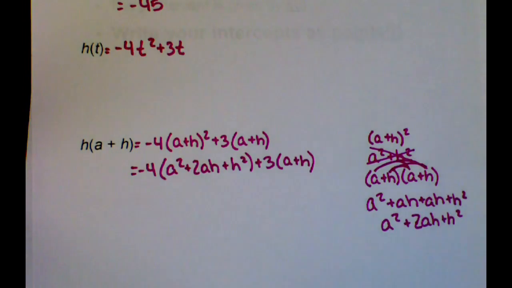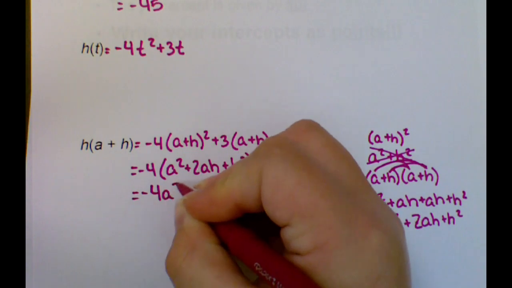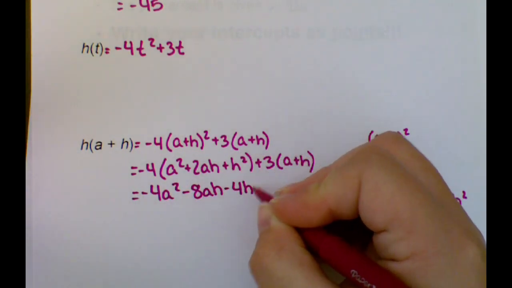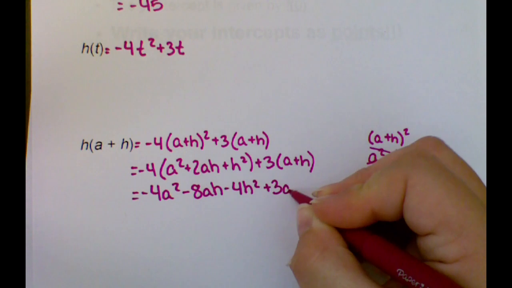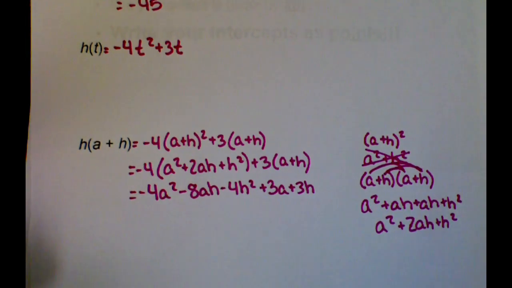Now we're going to distribute. We're going to distribute the negative 4 and then distribute the 3 into that other set of parentheses. So I have negative 4a squared minus 8ah minus 4h squared plus 3a plus 3h. Now I would combine any like terms I have, but I don't have any, so there's my final answer. It's just got a's and h's inside of it now.